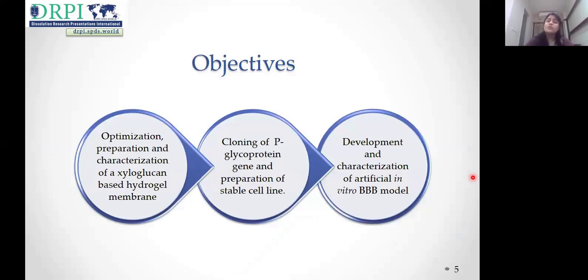Now, the objectives of my research are, first, the optimization, preparation, and characterization of a xyloglucan-based hydrogel membrane. Next is cloning of the P-glycoprotein gene and preparation of the stable cell line, followed by the development and characterization of an artificial in vitro BBB model.